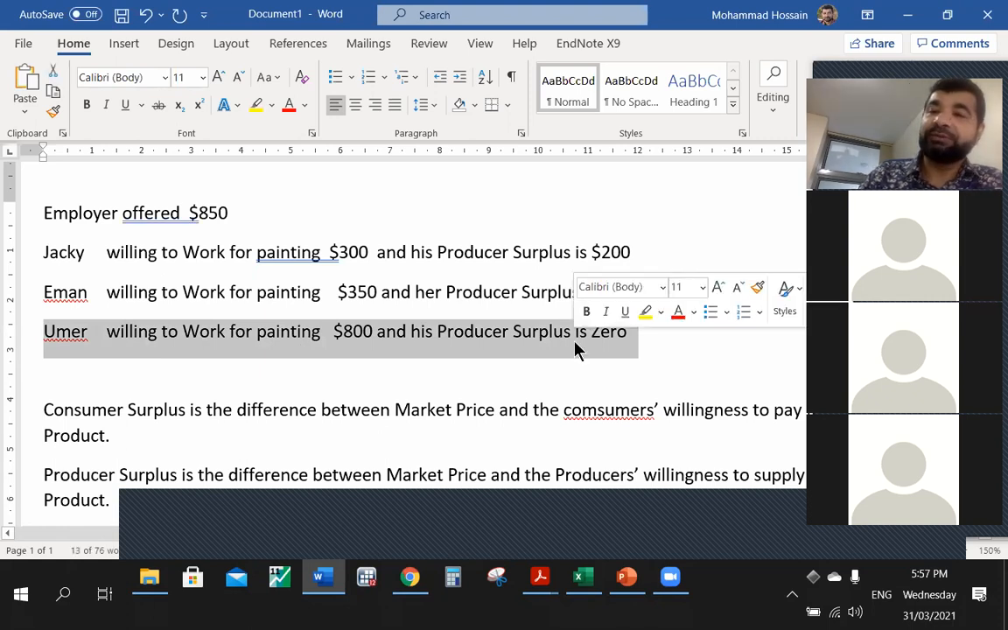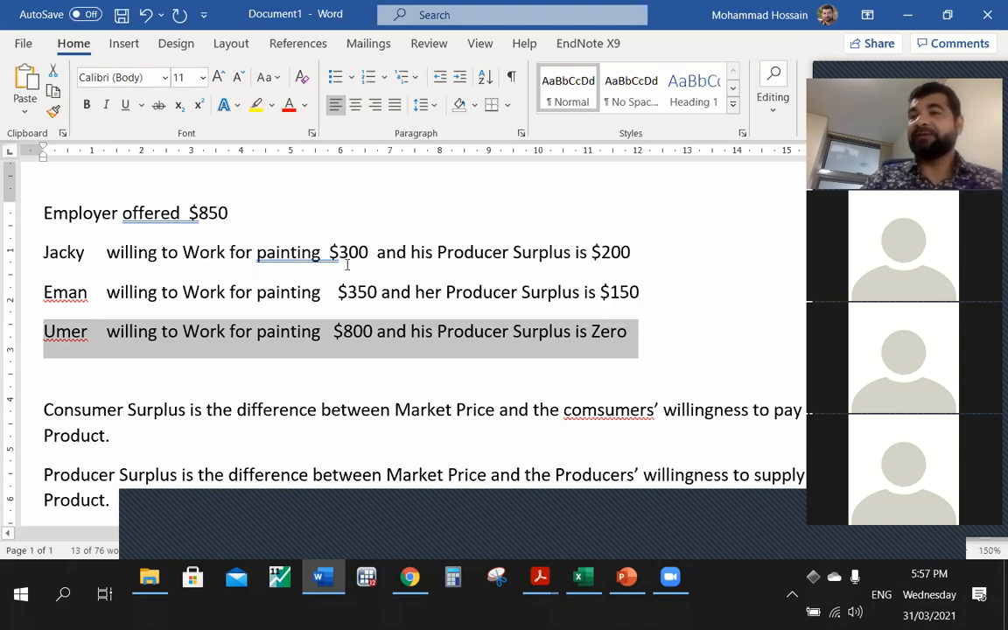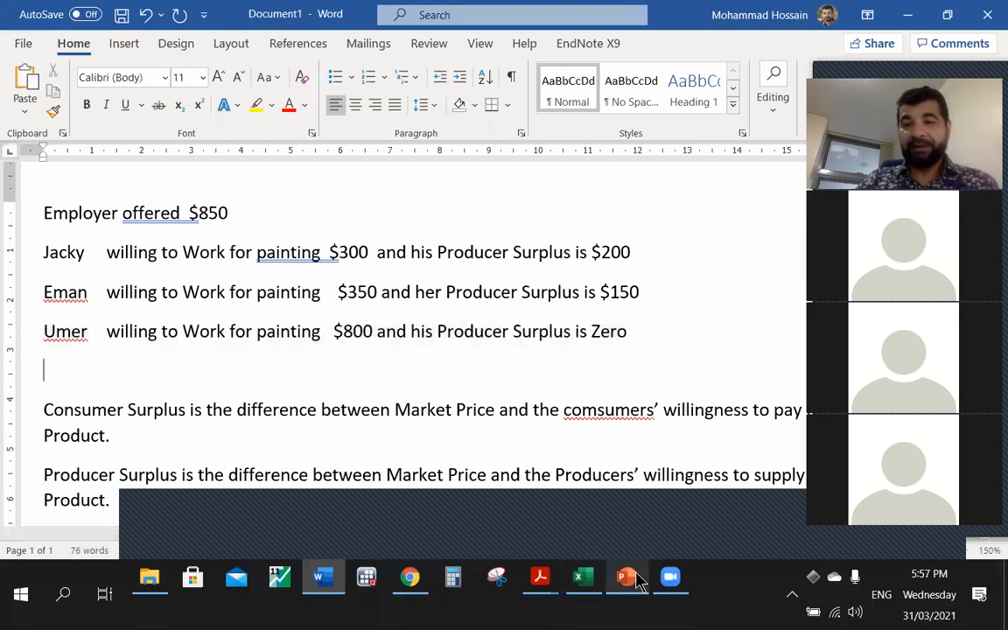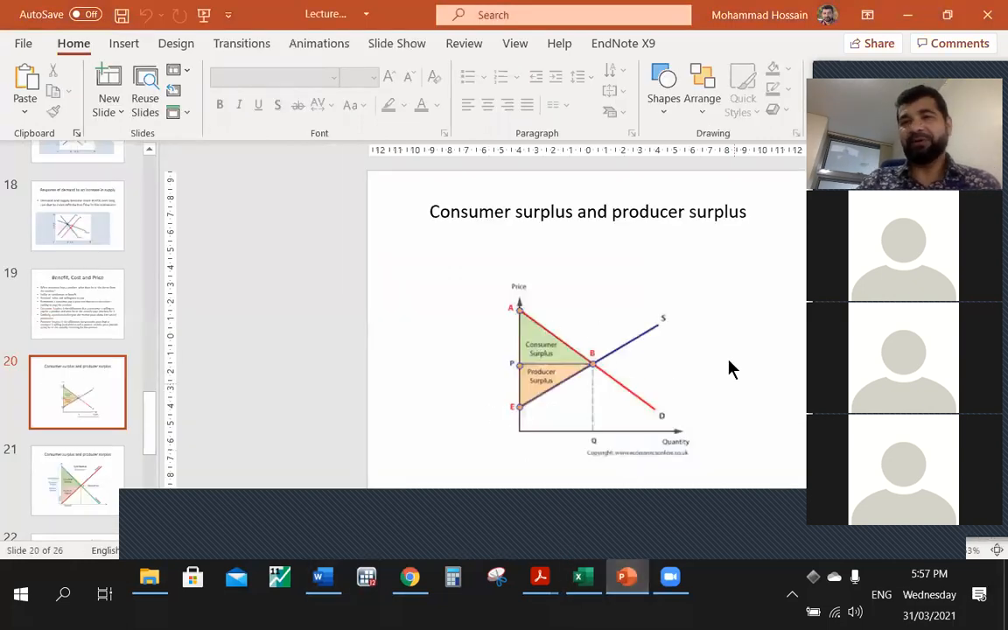Same for consumers too. If the iPhone price goes down, now you can see that Jackie would be happy too. If the iPhone price is $250, Jackie would be happy as well, with $50 of happiness. Eman would be happy for $350 to $250, so $100. Omar would be happy too, happier, I should say. That's the case we have. So this is your simple way to understand consumer and producer surpluses.